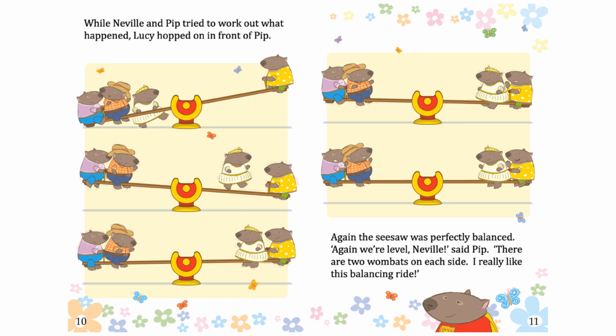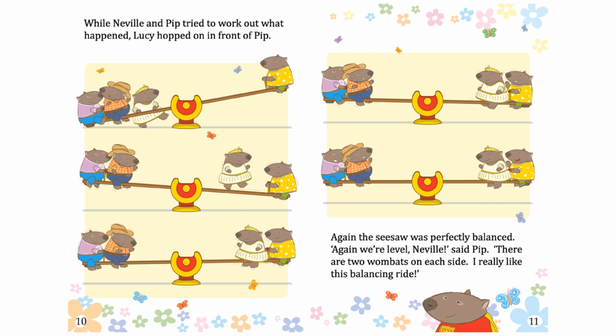While Neville and Pip tried to work out what happened, Lucy hopped on in front of Pip. Again, the seesaw was perfectly balanced. "Again we're level, Neville," said Pip. "There are 2 wombats on each side. I really like this balancing ride. Oh, look, the seesaw is equal again.